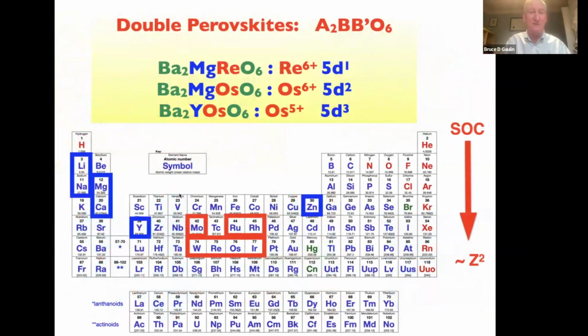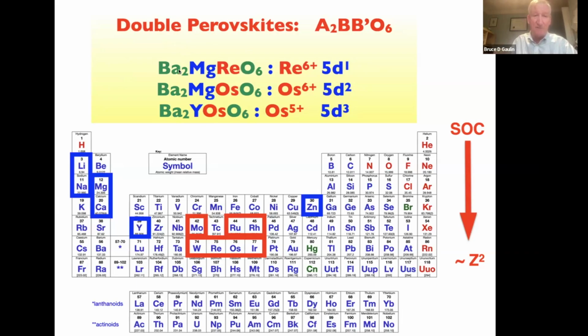I hope you all recognize this as the periodic table. The highlighted elements are the ones that we've incorporated into double perovskites thus far. You can see that for this family of barium-based double perovskites, which are a lot of the ones that we've studied because there are many cubic examples.